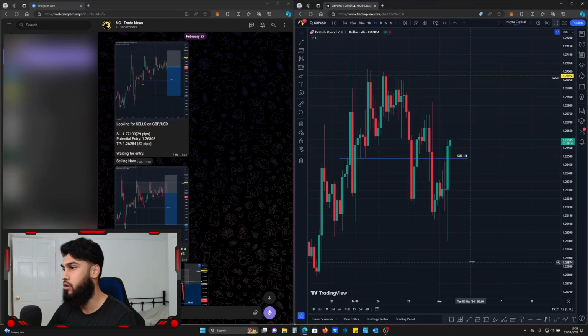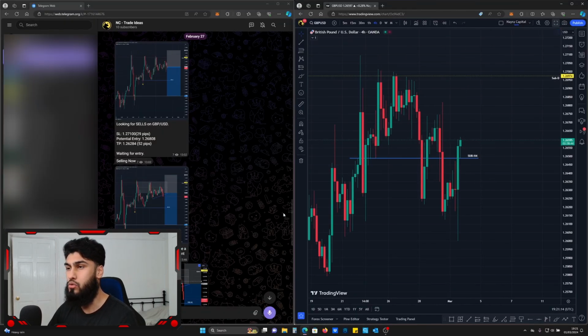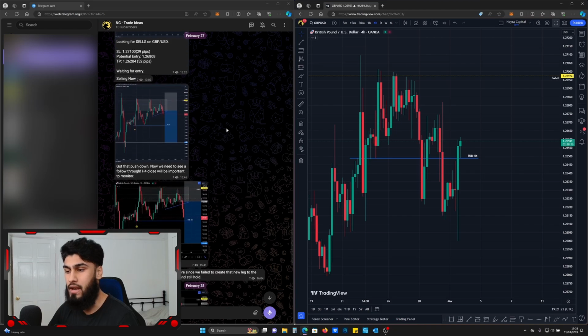Before we get into the trade breakdown, I've already shown you guys the proof of me executing it on my MT5 terminal, and you can also see on my Telegram on the left hand side that I also managed to send this signal to the Trade Ideas channel, which is further proof that I caught this trade live with them.